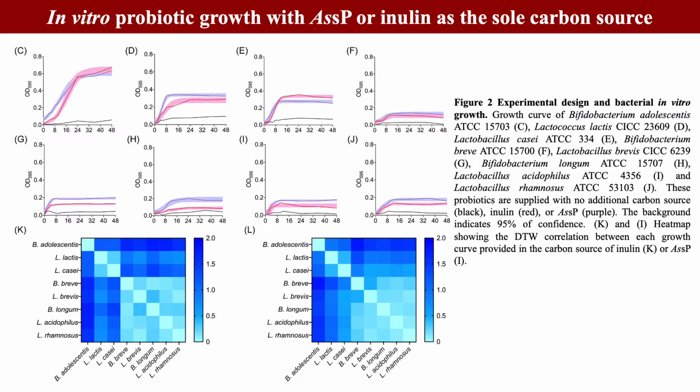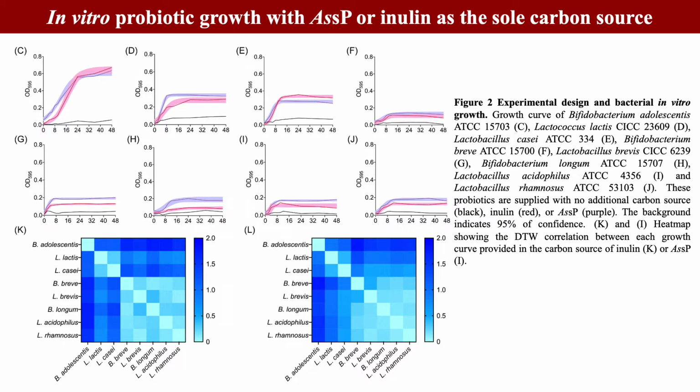In vitro growth experiments show that all probiotic bacteria could grow in the presence of either inulin or AssP with different stationary biomass and growth rate. However, when AssP was used as a sole carbon source, probiotic bacteria yielded higher biomass and faster maximum growth rate than inulin. These results indicate that AssP supported more bacterial growth than inulin in vitro.